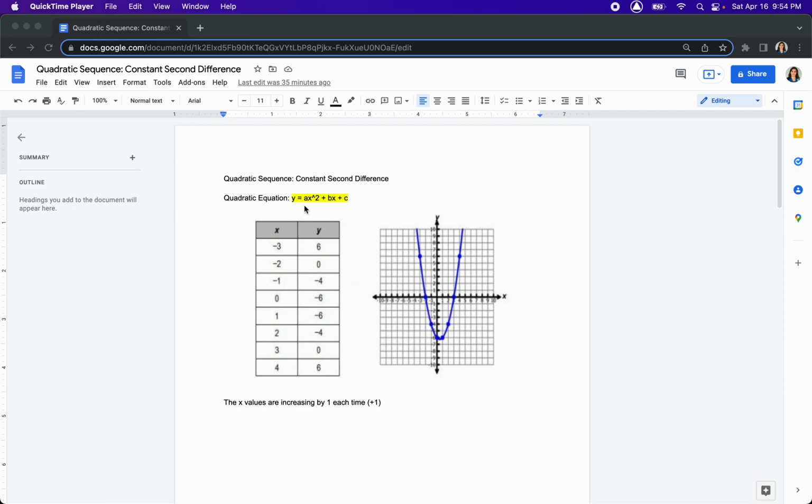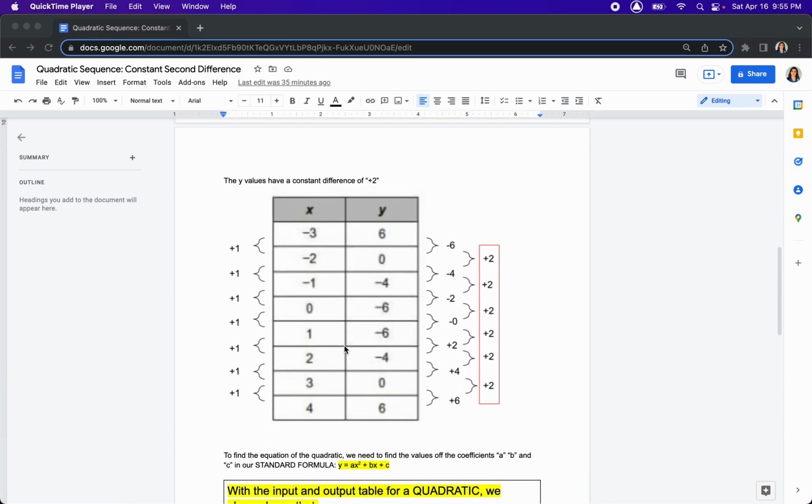I didn't provide the equation because I'm going to show you how you can use some laws about the coefficients that are always true to derive them. Now, as you know, the rule for the table is that there's a constant second difference in the outputs. So here I've worked that out below.